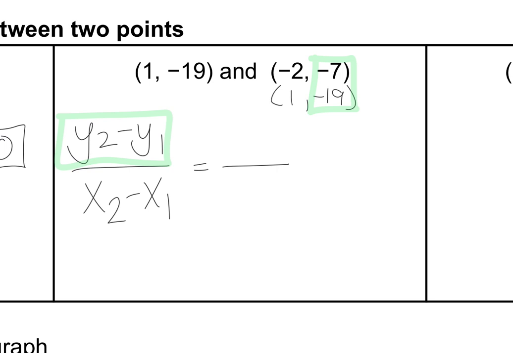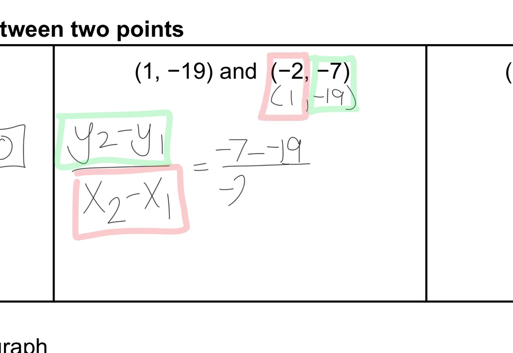-7 minus -19. And then on the bottom, I'm going to subtract my x values. -2 minus 1. You just want to make sure you go in the same order. Here I did top minus the bottom point, top minus bottom point for the x values as well.